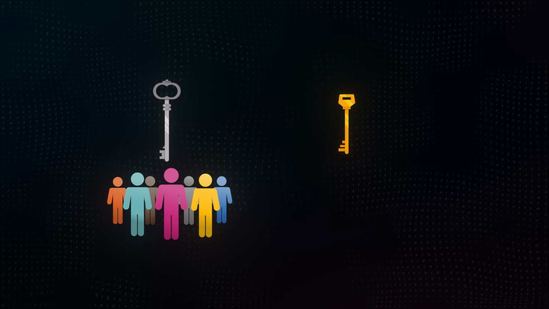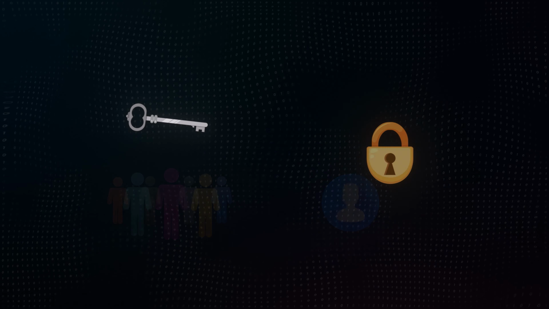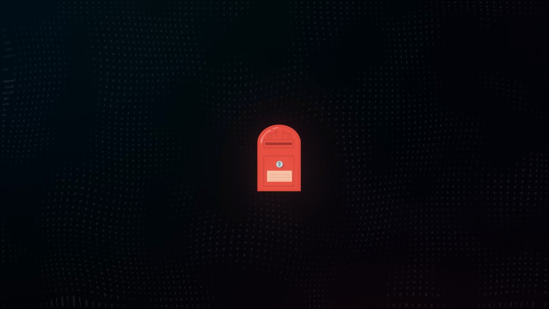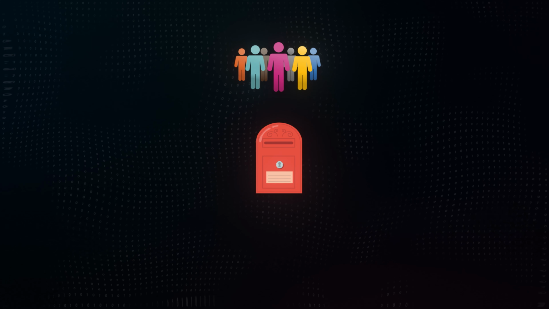Asymmetric encryption, on the other hand, takes this cleverness to a new level. It uses two keys: a public key visible to everyone and a private key only known to you. The public key locks the message, and only the private key can unlock it. Think of it as a mailbox where anyone can drop in a letter, but only you have the key to open it.